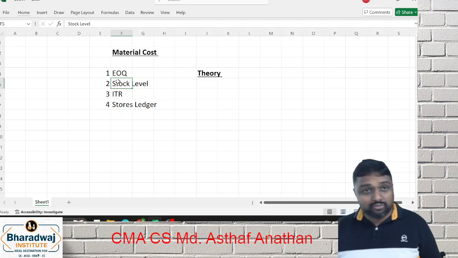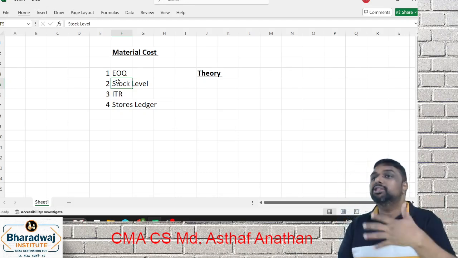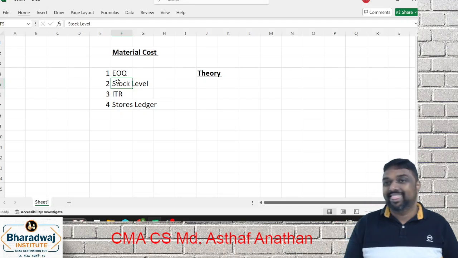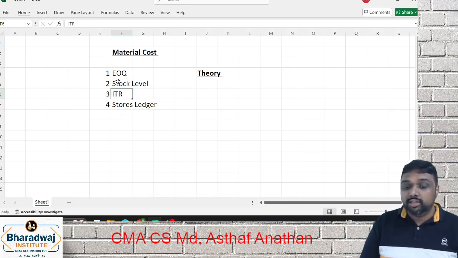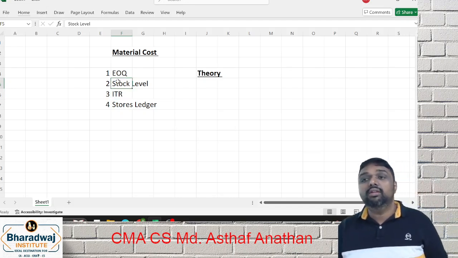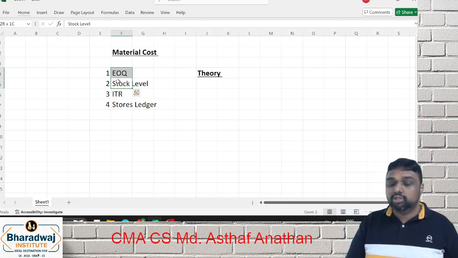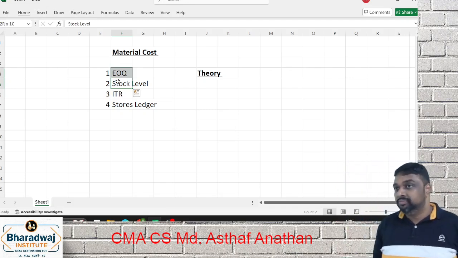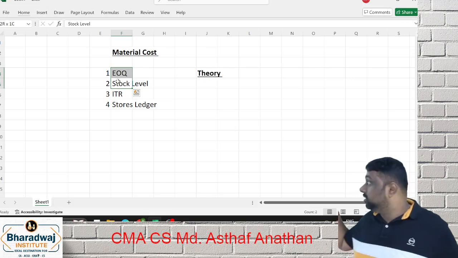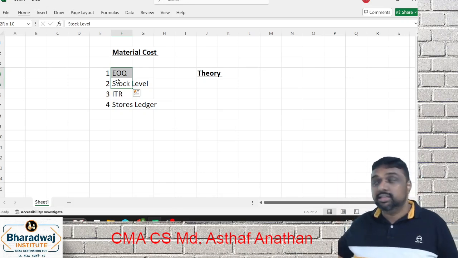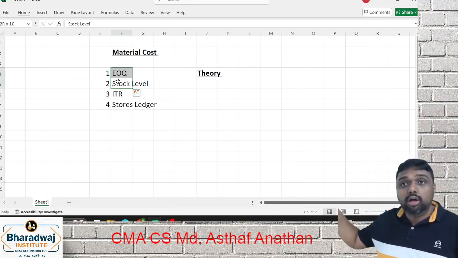Correct? So if specifically asked, we can do it. Or depending upon the marks, we can show you both. So this is how stock level comes. Stock level generally comes as a 7-mark question. In the exam, mostly in this chapter, if they want to ask a 7-mark question, it is either EOQ or stock level.